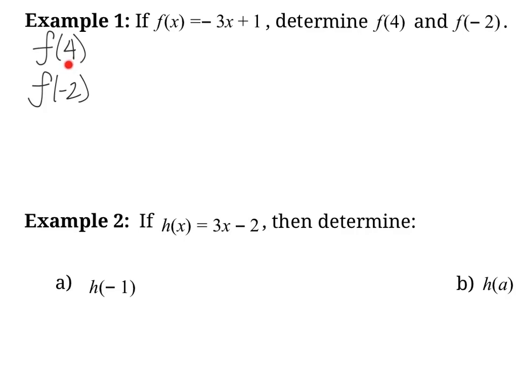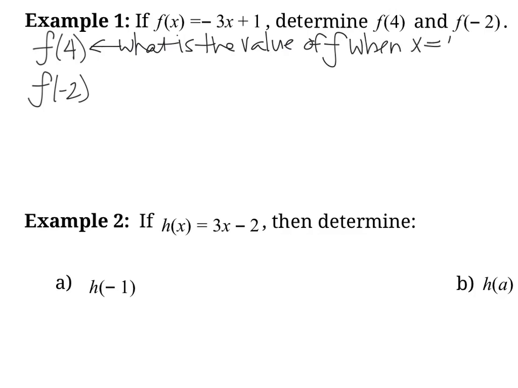Well, this is in the place of x. So what this actually means is, what is the value of the function when 4 is plugged into the function? So we're going to write, what is the value of the function, I'm just going to use f, when x is equal to 4. Another way to think about that is, what is the value of y when x is equal to 4? If this is easier to understand, now we're going to plug in negative 2 into the function. So what that means is, what's the value of the function? Meaning, what's the value of y when x is equal to negative 2?